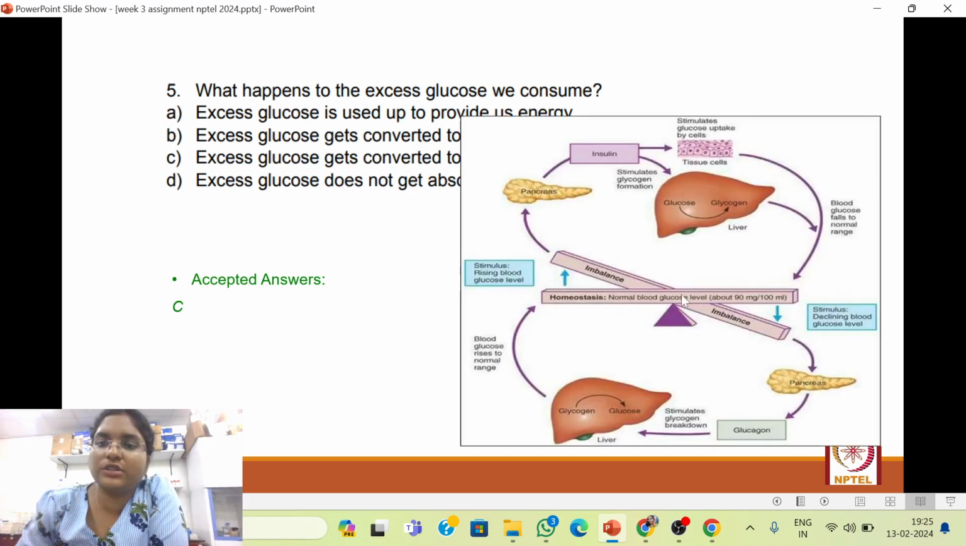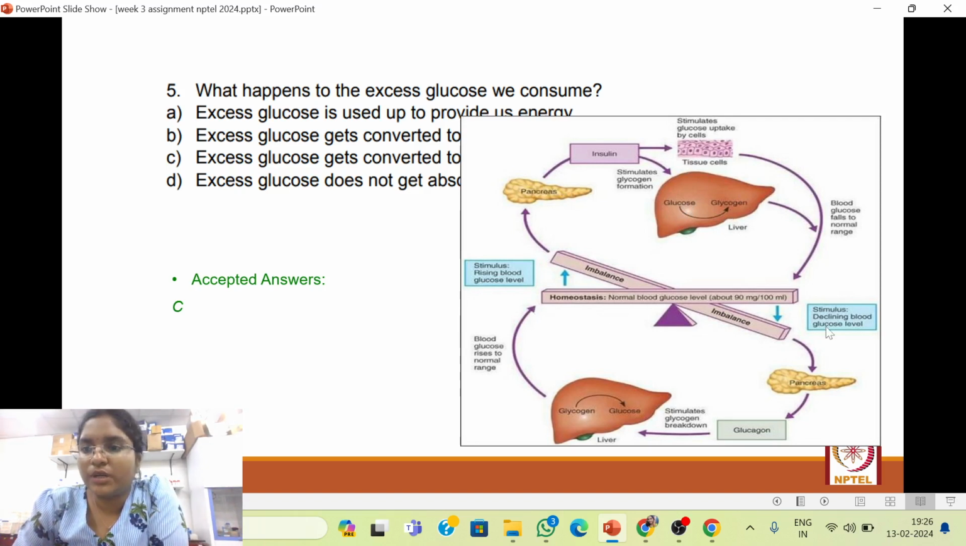Here you can see how the normal blood glucose level is maintained in our body through homeostasis. When the blood glucose level is increased, the pancreas secretes insulin, which stimulates glucose uptake by the cells and also stimulates glycogen formation. The glucose gets converted into glycogen in the liver, and the blood glucose falls to the normal range. So the question was on this topic: glucose gets converted to body fat and glycogen and gets stored in the liver.